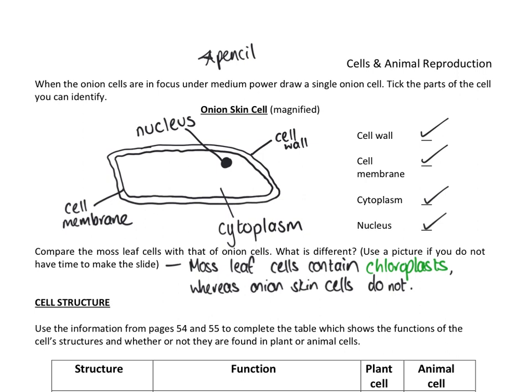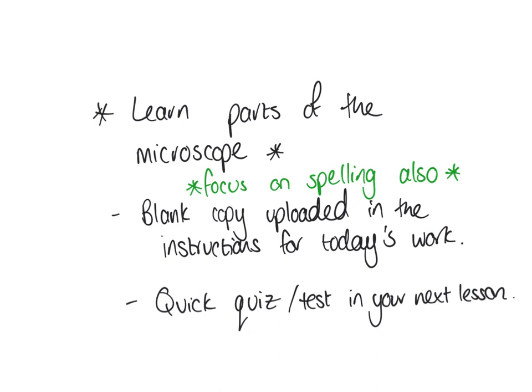What I want you to do now is to go back to page 2 and spend a bit of time learning your parts of the microscope. So I've written some details on the screen there to help you. What I need you to go and do now is to learn the parts of the microscope. So focus particularly on the different parts and labelling them in the correct place, but also focus on your spellings. And what you might want to do is to use page 2 and cover the words that you've written in and see if you can recall them by just saying them out loud.